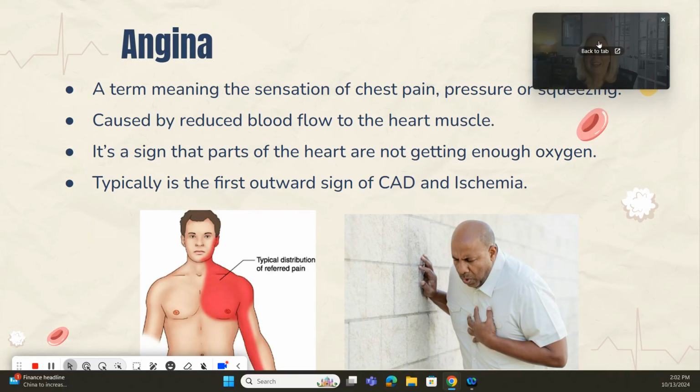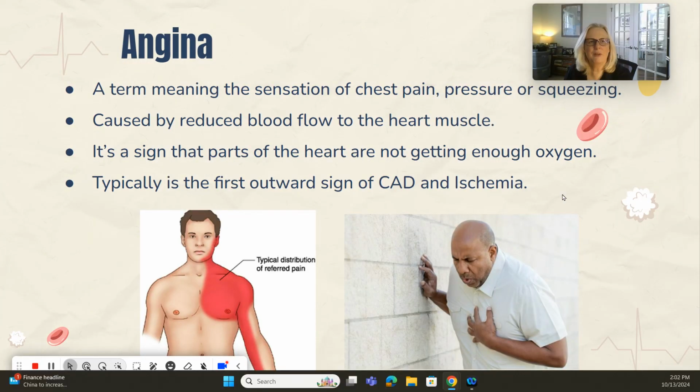All right. Okay, so the term angina, like I said before, angina or angina, you can say it either way, is just a fancy word for chest pain, okay? Sometimes people describe it as a pressure, a squeezing, a tightness, a heaviness. It's all the same thing. They just feel it a little bit differently. Chest pain in the area.